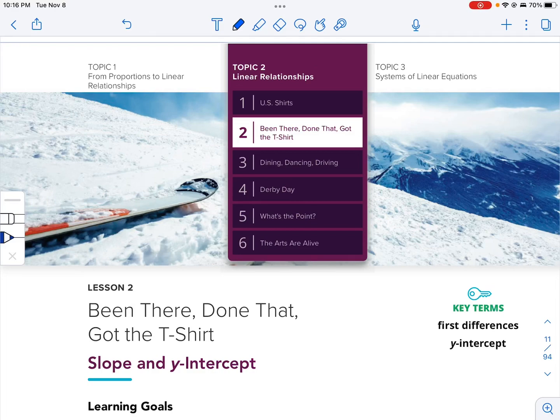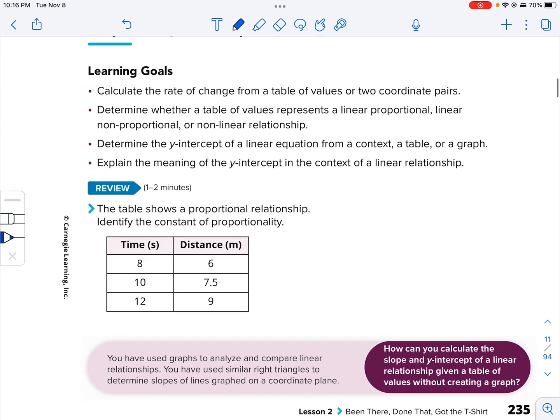Module 2, topic 2, lesson 2. Been there, done that, got the T-shirt. So let's look at this.